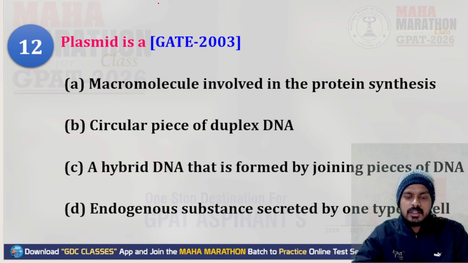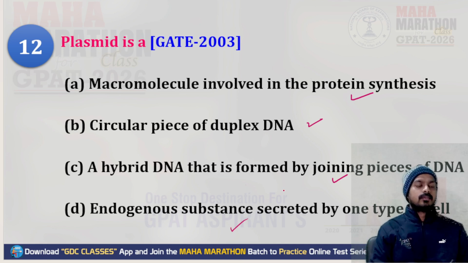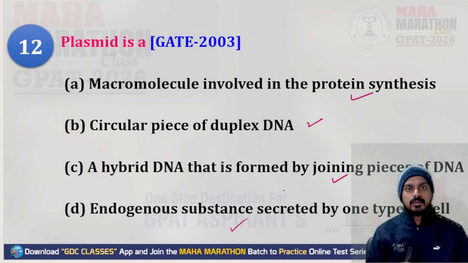Next question. What is plasmid? Plasmid is a macromolecule involved in protein synthesis, a circular piece of duplex DNA, a hybrid DNA that is formed by joining pieces of DNA, an endogenous substance secreted by one type of cell. Yes, answer this question.